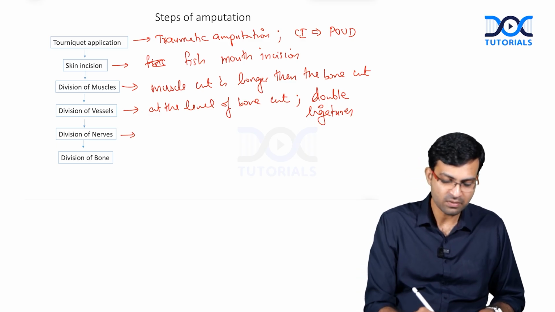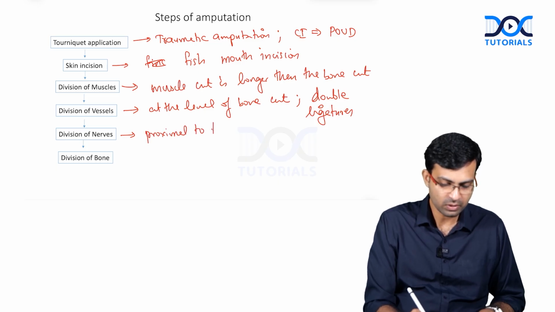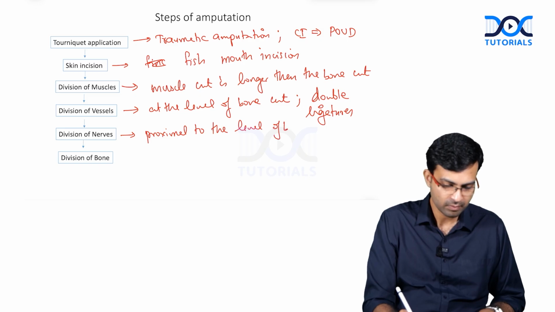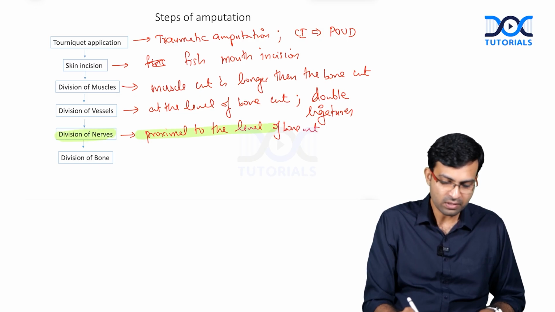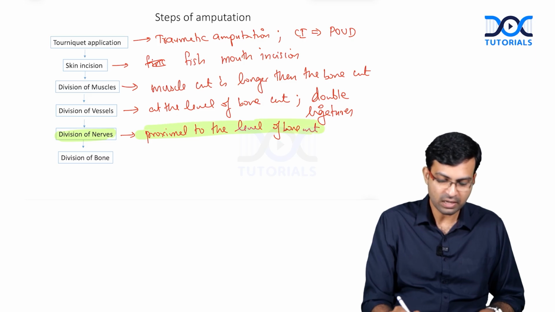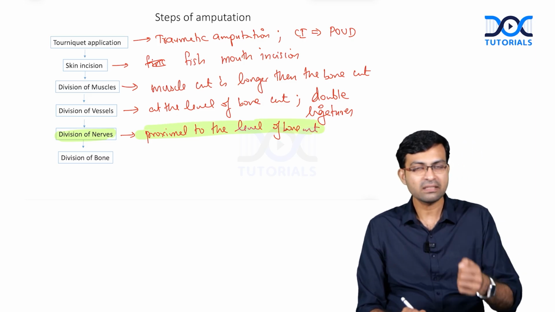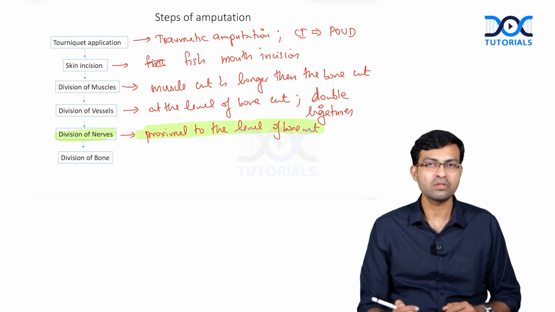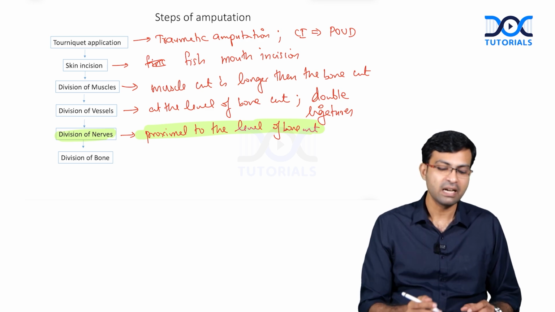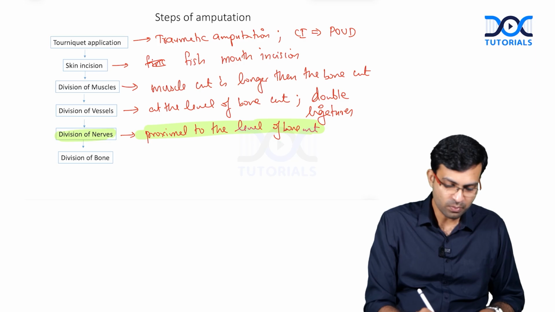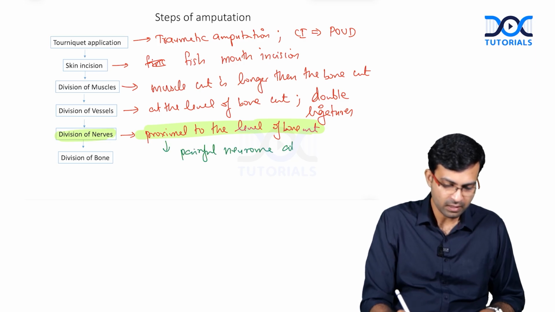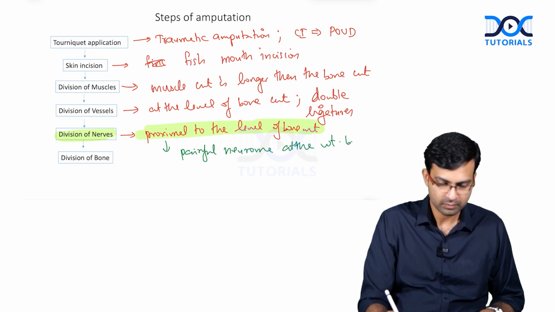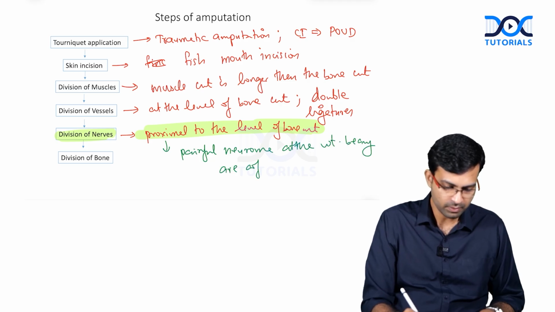Then you divide the nerves. Division of the nerve should be proximal to the level of bone cut. This is very, very important. Okay, so remember, nerve should be divided proximal to the level of the bone cut. What you do is that you pull the nerve maximally down and cut it at the higher level, so that when the nerves retract, it will go up. Otherwise, what will happen? It is going to produce a painful neuroma at the weight bearing area of the stump.